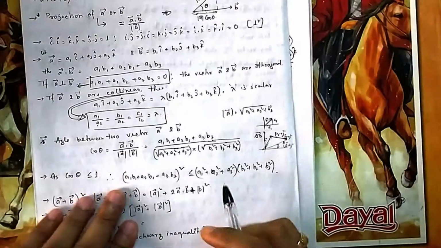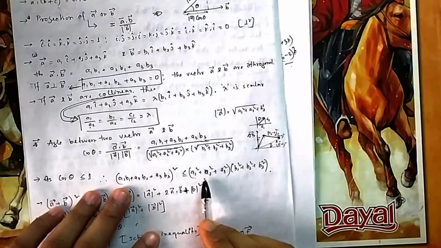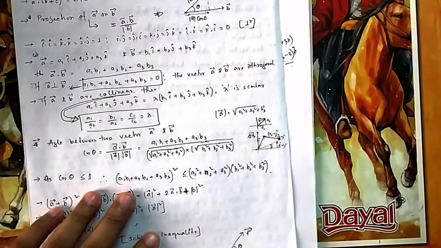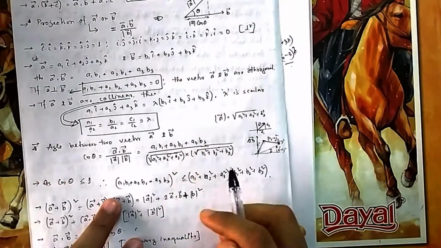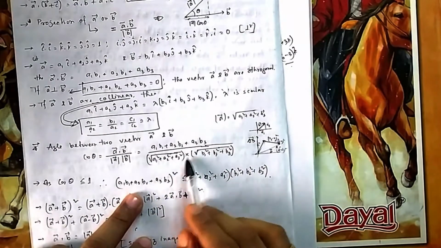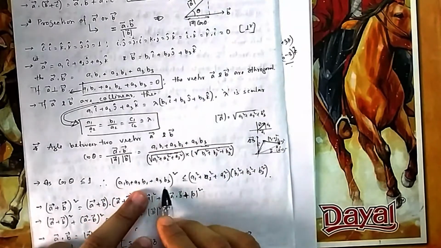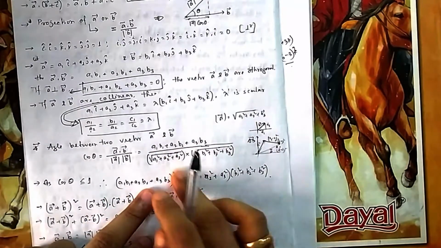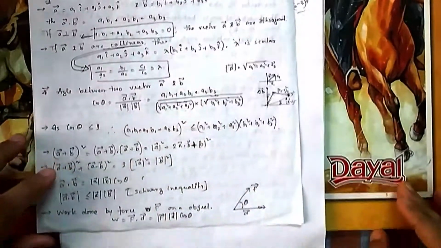Now if your cos theta is 1, now you can see what will be this one. This whole square will be less than this square into this square. Why is this so? You can see from here only. Because this is less than 1, obviously this one will be less than this one. So if you take square, root will go. So this one, (a1 b1 + a2 b2 + a3 b3) square will always be less than this one, because numerator should be less than denominator, because cos theta should be less than 1.